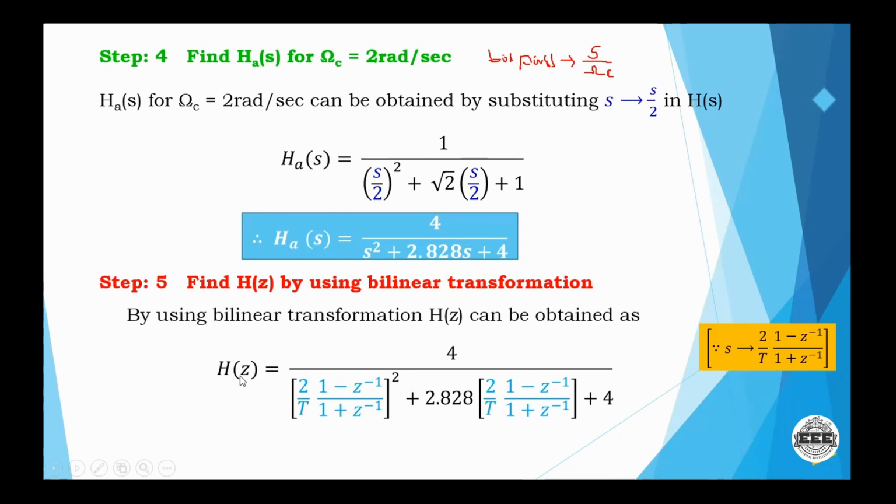HA of S converted into H of Z. So 4 divided by S square, where instead of S we substitute 2 by T 1 minus Z inverse divided by 1 plus Z inverse, plus 2.828 into S, replacing the S value, plus 4. Then further I substitute the T value. What is the T value according to the condition? 1 second. I substitute that 1 second and expand the expression.